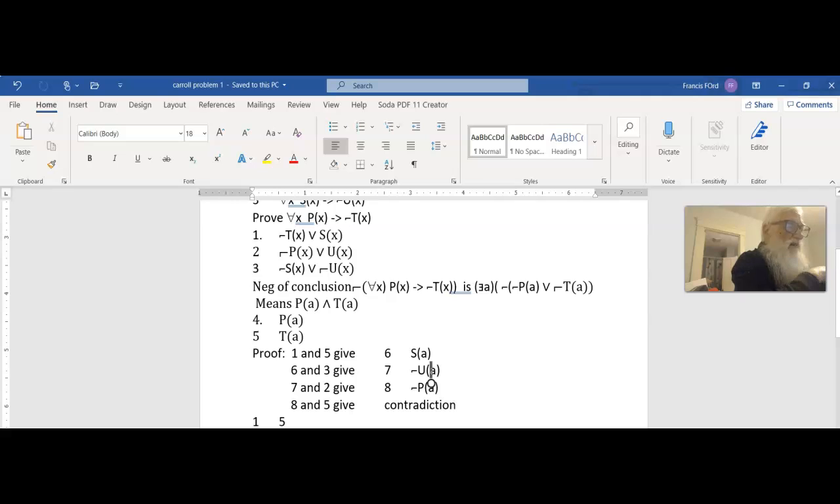And I might put it all up there. 6 and 3. 6 was what I just got, SA. I clashed it with 3, and that gives me not UA. Then I took what I just clashed, 7, and I clashed it with 2, and that gave me not PA. But if I have not PA, then I can clash it with, pardon me, that's 4, and I get my contradiction.